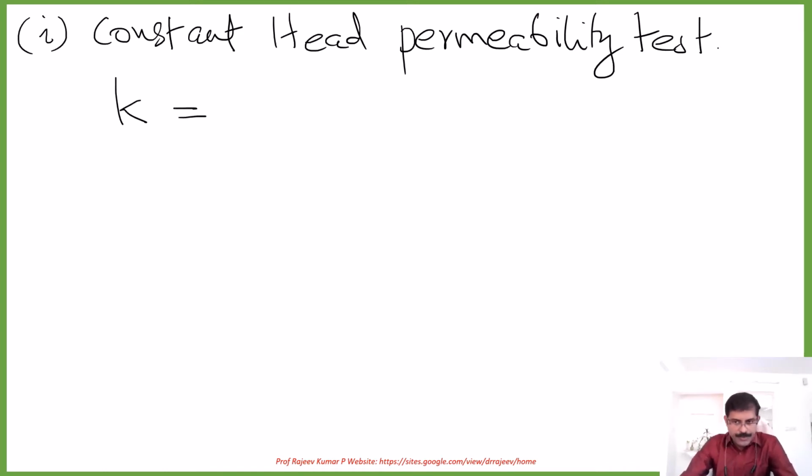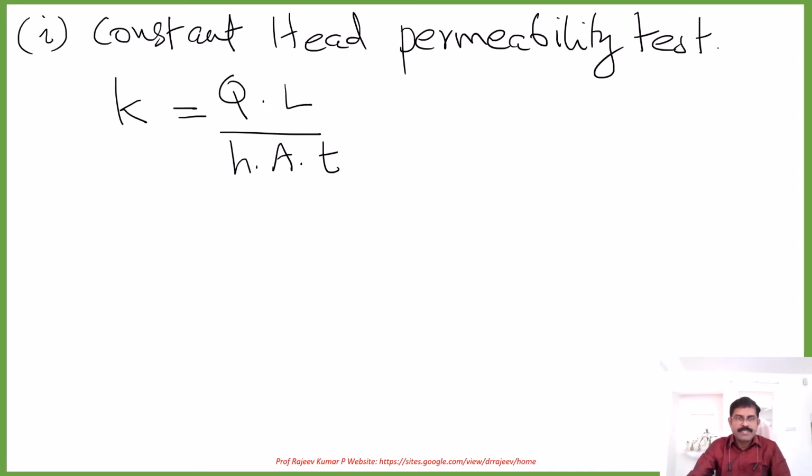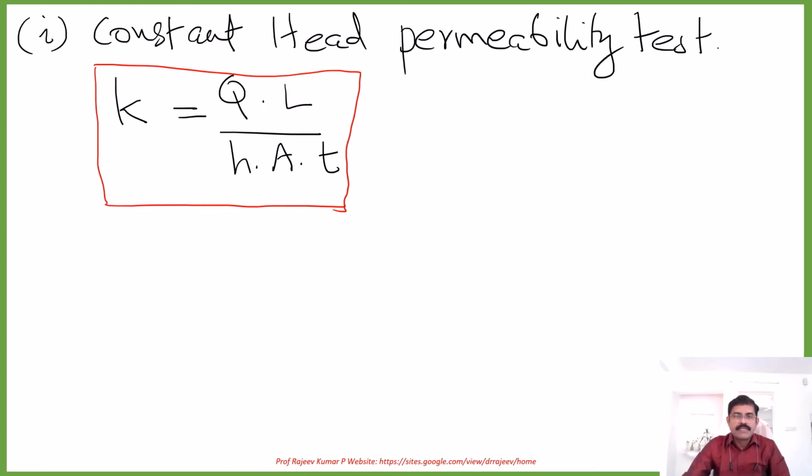K is equal to Q into L divided by H A. So this is the expression for coefficient of permeability for the constant head permeability test. This can be made in a box here. So you should remember this. This may be asked in the examinations and tests.